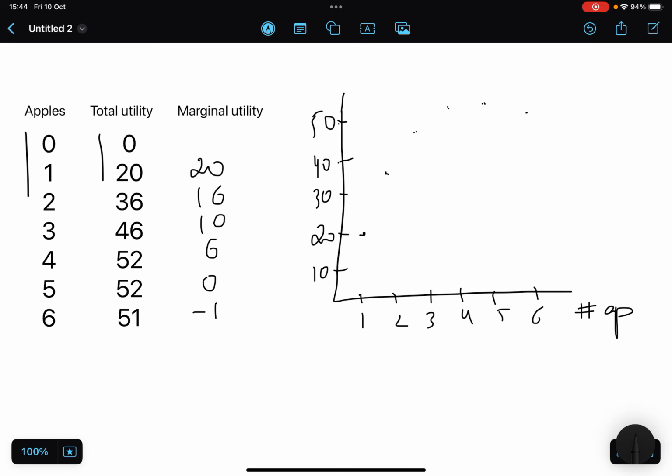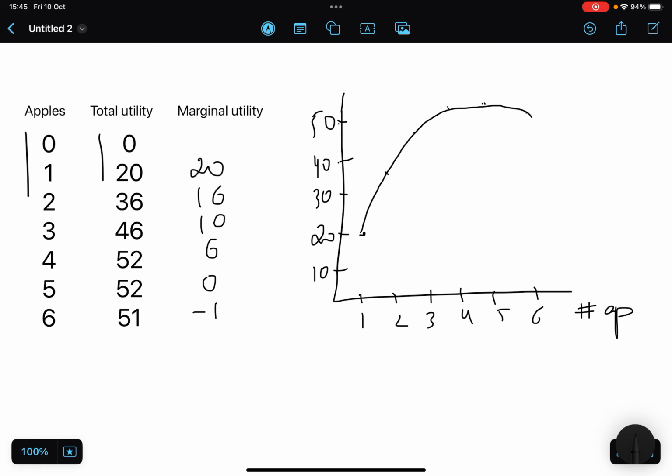And let's connect these dots together. So we have this total utility curve. As we can see, total utility increases at first, but the rate of increase slows down. After the 5th apple, total utility starts to fall, showing that too much of a good can actually reduce satisfaction. Next, let's plot the marginal utility curve. Here we'll see clearly how satisfaction from each additional apple decreases.